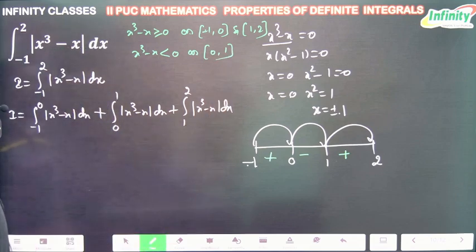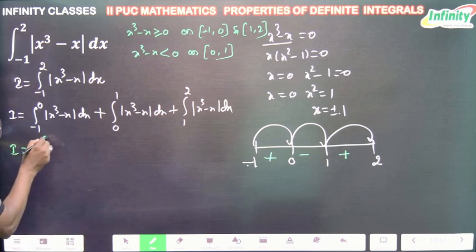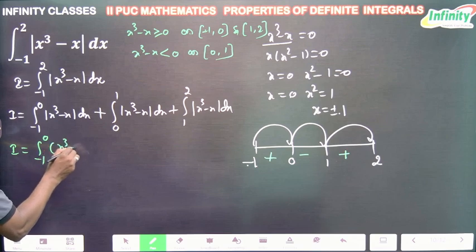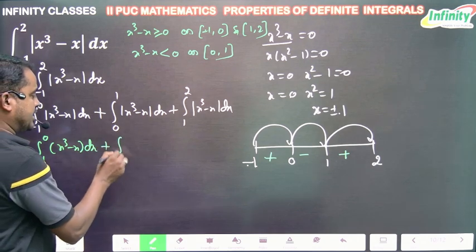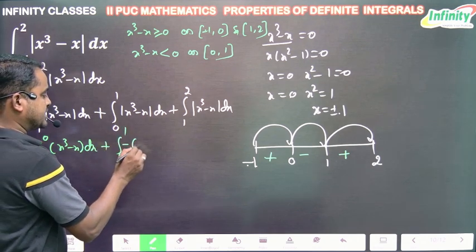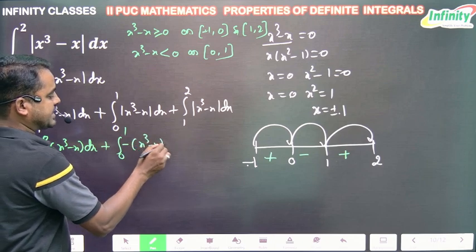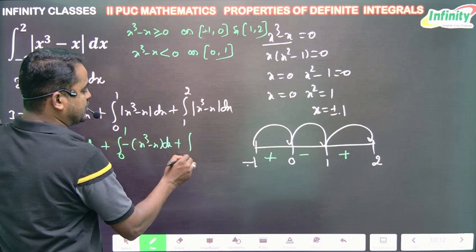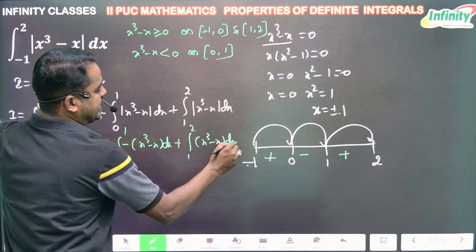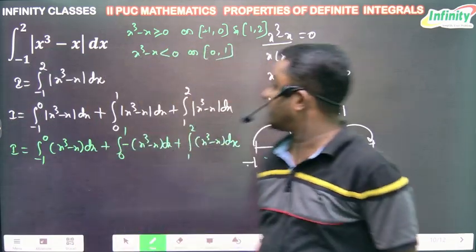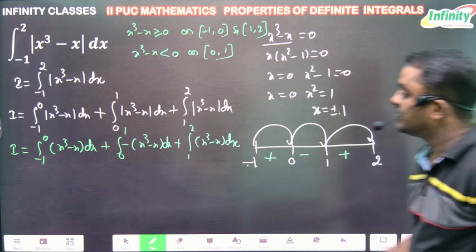So it means this will be what? That is I is equal to integral minus 1 to 0 of x cube minus x dx plus integral 0 to 1 of minus x cube minus x dx plus integral 1 to 2 of x cube minus x dx. So in this way we are opening this modulus function.